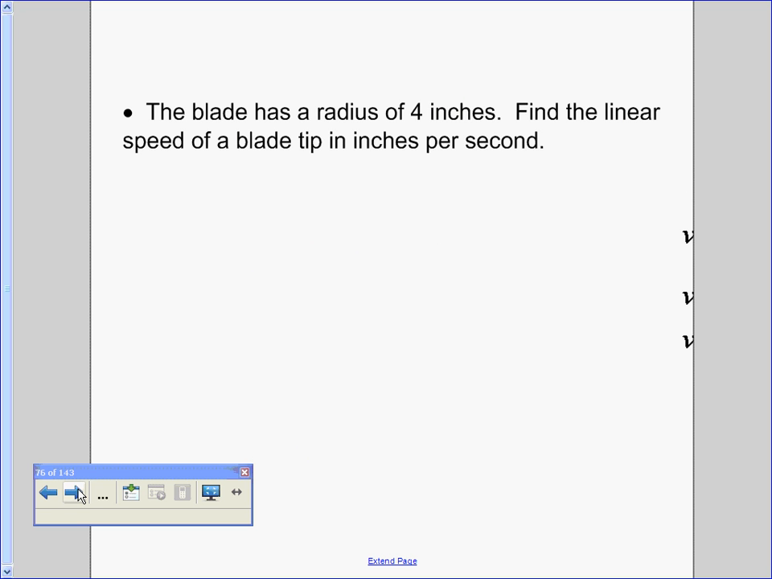All right, now we're working with that same problem, and we are being told that the blade has a radius of 4 inches, and we want to find the linear speed of the blade in inches per second. Okay, so let's think back to our linear speed. It's going to be our arc length divided by our amount of time.